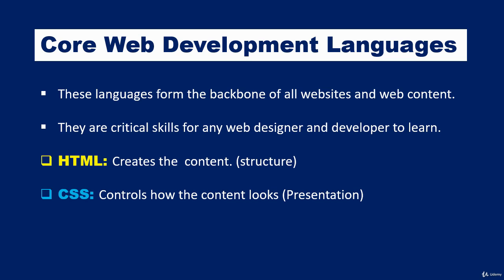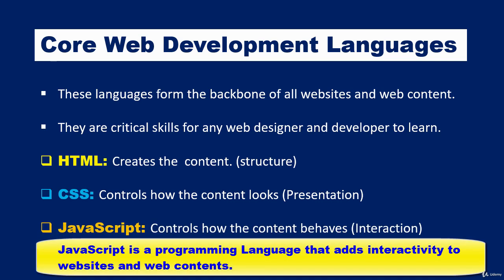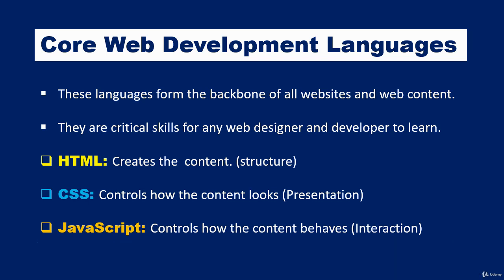And the third language is called JavaScript. JavaScript basically is responsible for creating interaction on your web page or web content. So it controls how the content behaves. For example, when a user visits your page and when they interact with the form or the elements on the page, that is controlled using JavaScript.